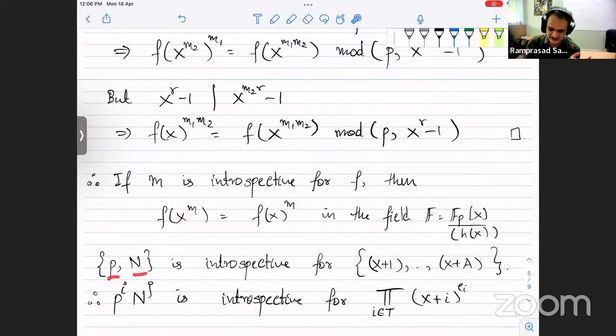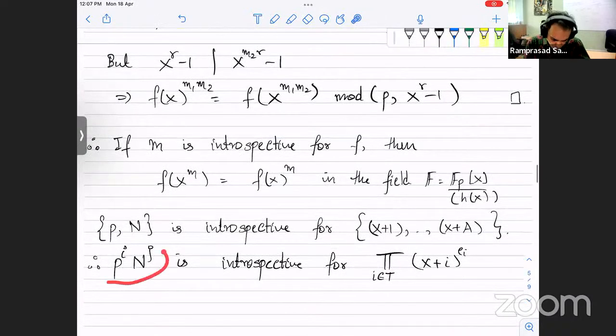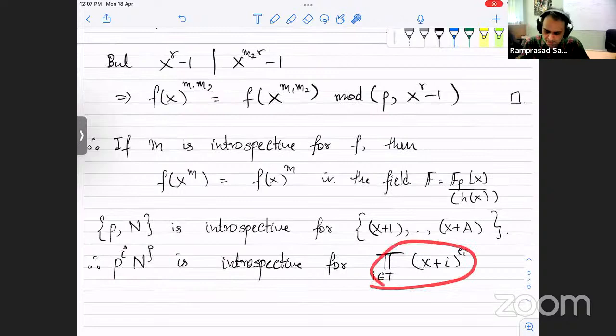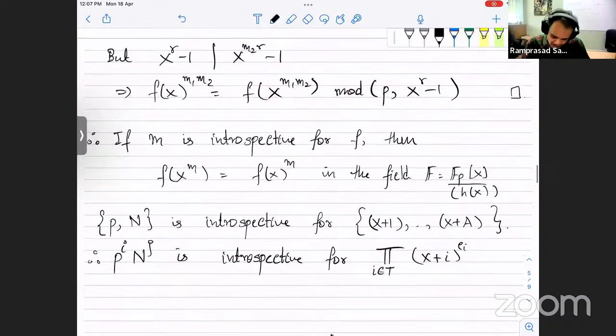If I have two numbers that are introspective for a polynomial, their products are, and similarly, if it's introspective for two different polynomials, it's introspective for their products also. So suddenly, I have a whole bunch of numbers that are all introspective for a whole bunch of polynomials. And in some sense, I want to say this is the witness explosion.